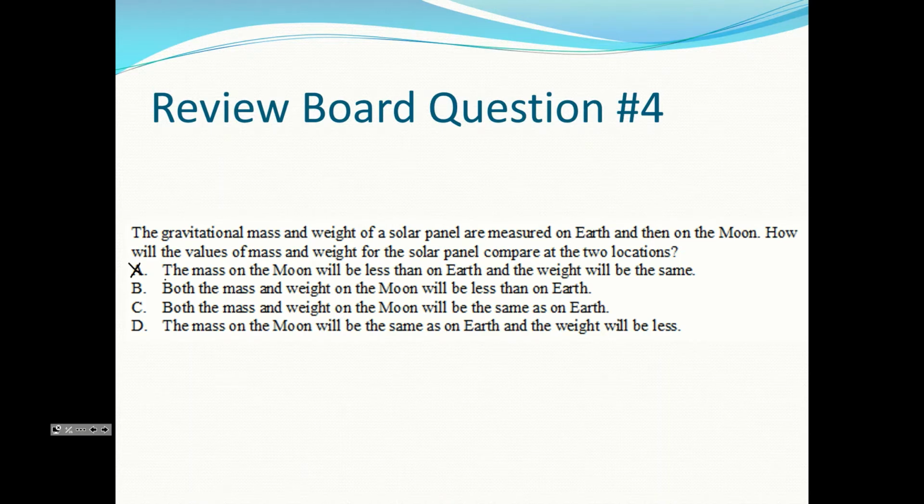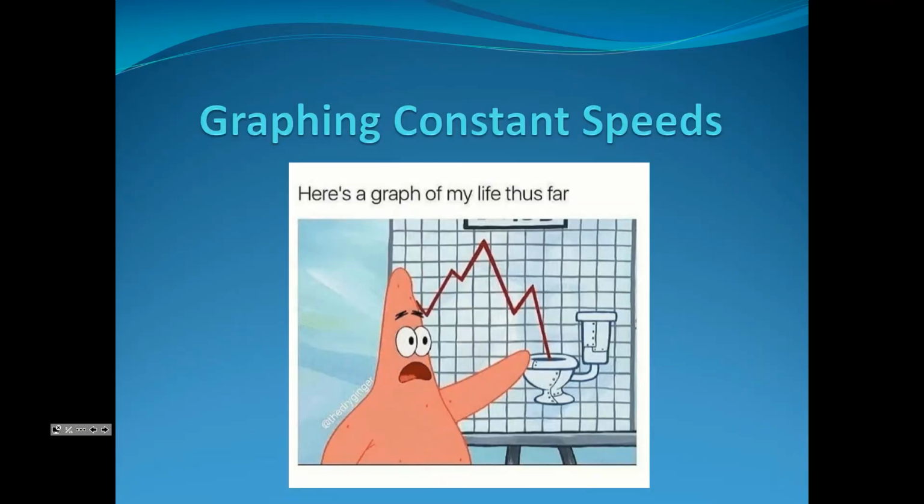No. Both masses and weight will be less? No. Both mass and weight will be the same? No. The mass on the moon will be the same? Good. But the weight on the moon would be less. So D is the correct answer. Okay, so let's do some graphing constant speeds.